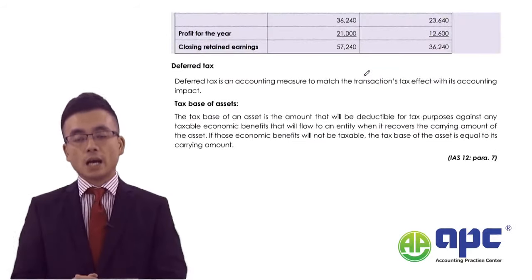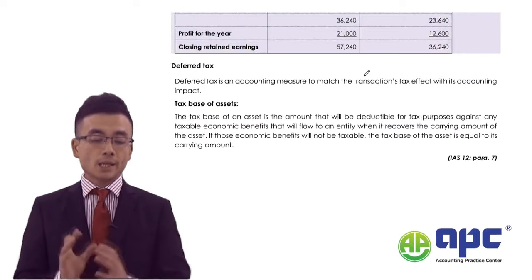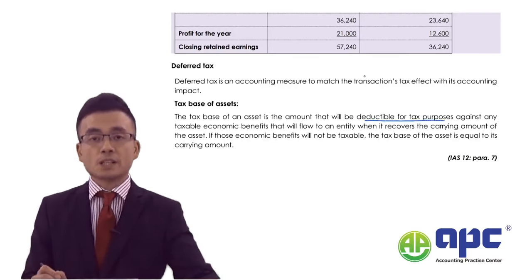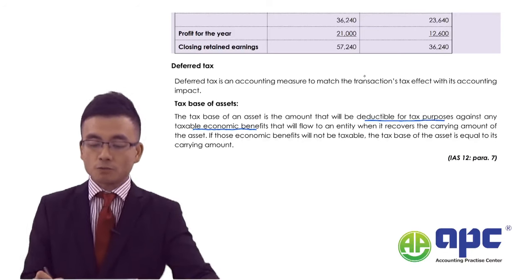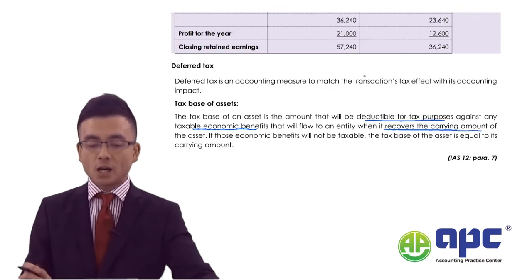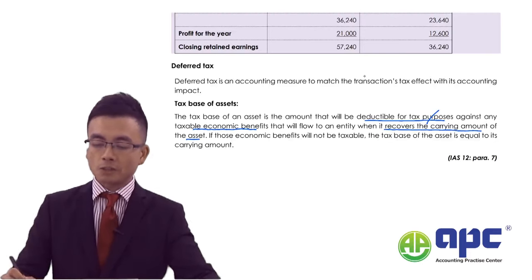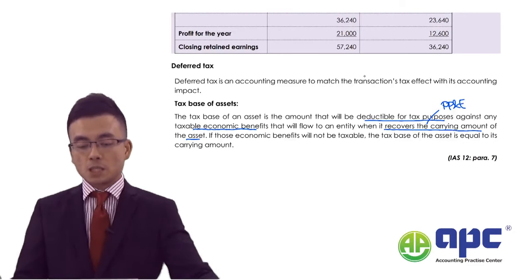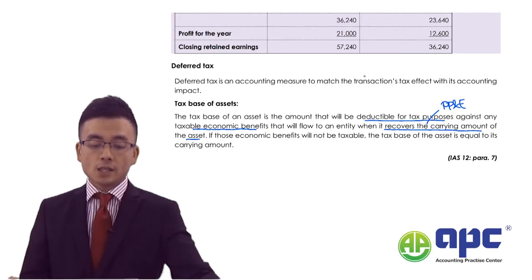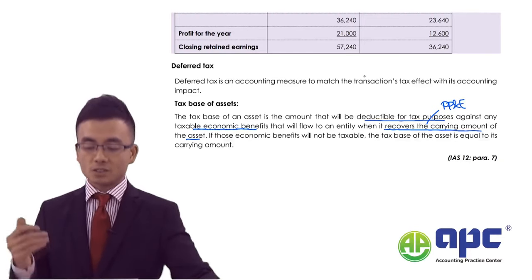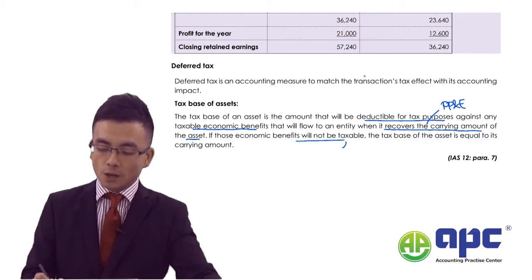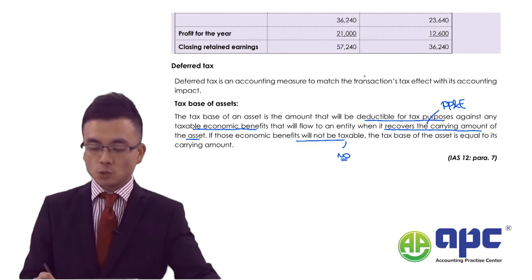So let's see how it regulates. According to paragraph number 7, the tax base of an asset is the amount that will be deductible for tax purposes against any taxable economic benefit that will flow to the entity when we recover the carrying value of the asset. It's talking about the amount deductible, the total depreciation expense, which means the original cost of the PP&E. And it also says, if those economic benefits will not be taxable, the tax base of an asset equals its carrying value, which means there will be no future tax effect, so we use carrying value minus the future tax.